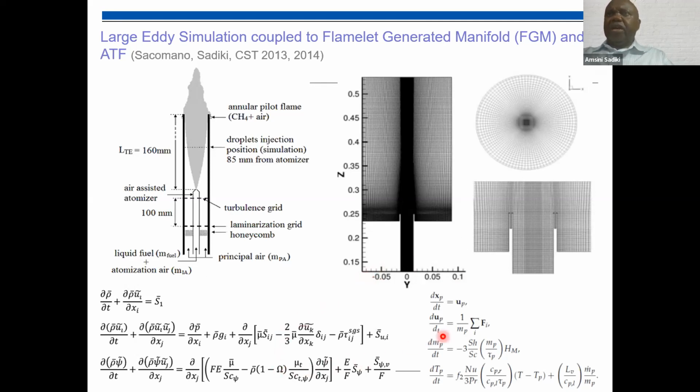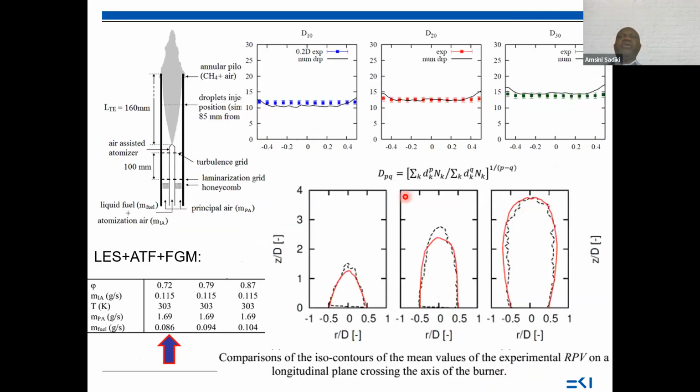as we have here, coupled to the Lagrangian part, to track the flame. And this was the configuration from earlier. We have the liquid fuel atomization, and here we have an air-assisted atomizer, and we have the flame, and we have the pilot flame here, and we got the distribution of the droplets at this position. So that is the grid we generate, and we obtain the following results.